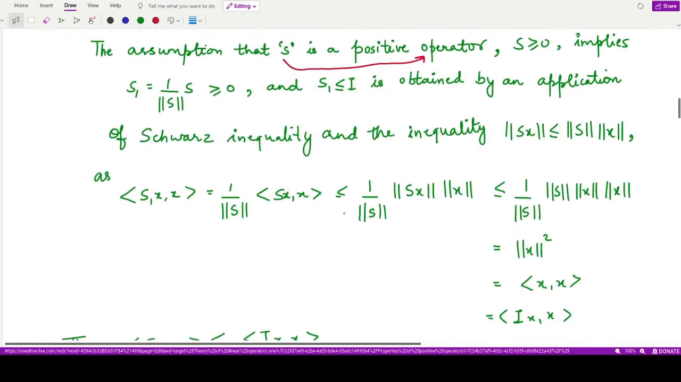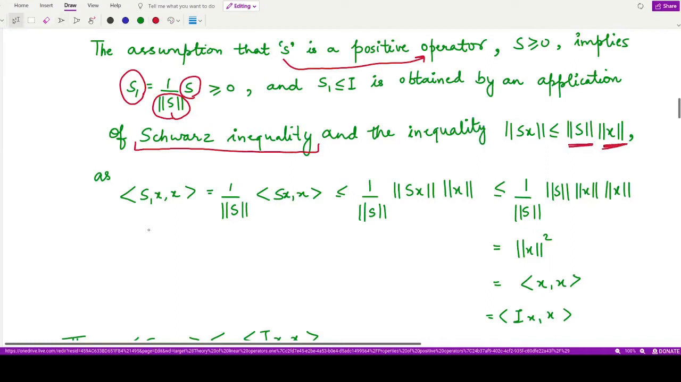So the assumption that S is a positive operator implies that S1 is what? S1 is S divided by the norm of S. The norm is always a positive quantity, and S is a positive operator, so S1 is also a positive operator. This is also greater than or equal to the 0 operator. And moreover, S1 is less than or equal to the identity operator. How is this obtained? We'll obtain it using the Cauchy-Schwarz inequality, and the inequality that the norm of Sx is less than or equal to the norm of S multiplied with the norm of x.